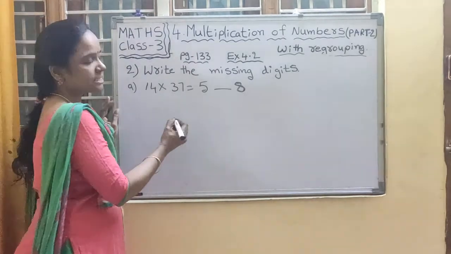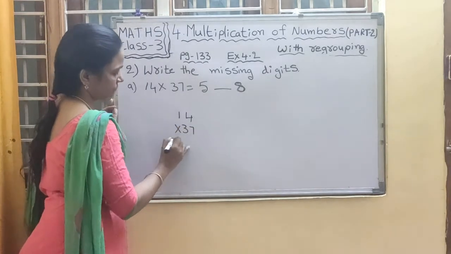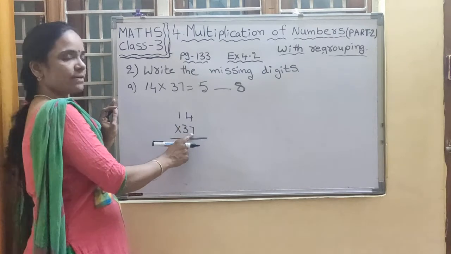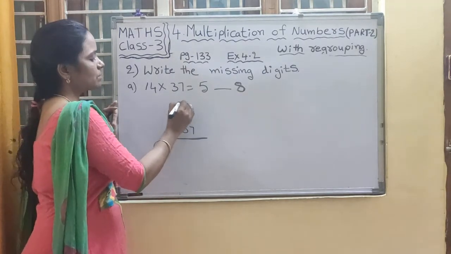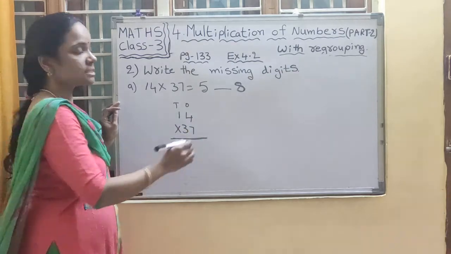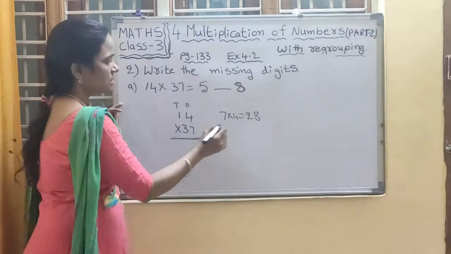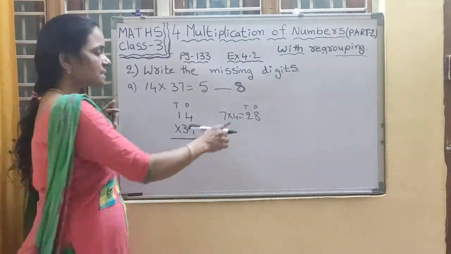2-digit number by 2-digit number. Yes, 14 into 37. Okay, 14 should be multiplied by 7 first, then 14 should be multiplied by 3. 1's place, 10's place. 7 4s are how much, children? 7 4s are 28. 28 is a two-digit number. What is the ones place digit here? 8.